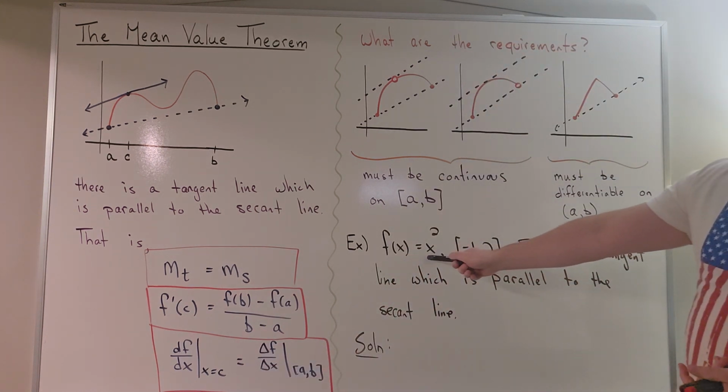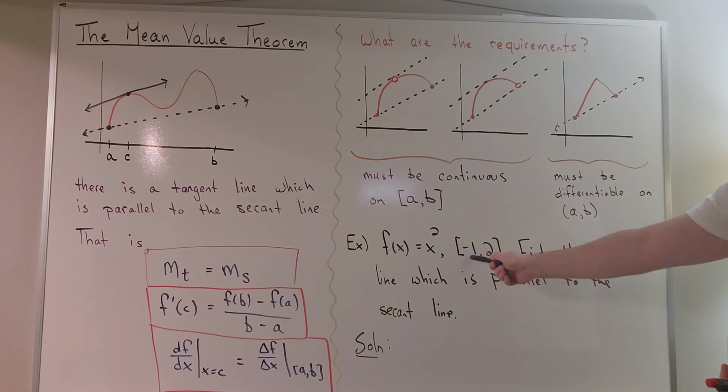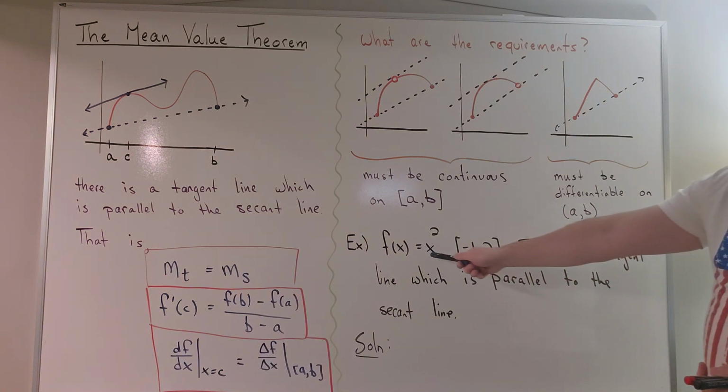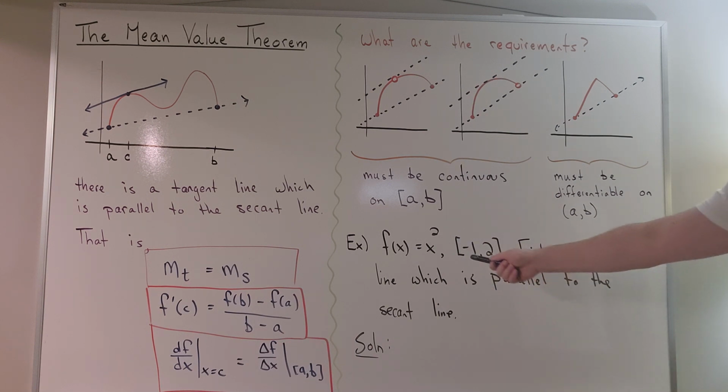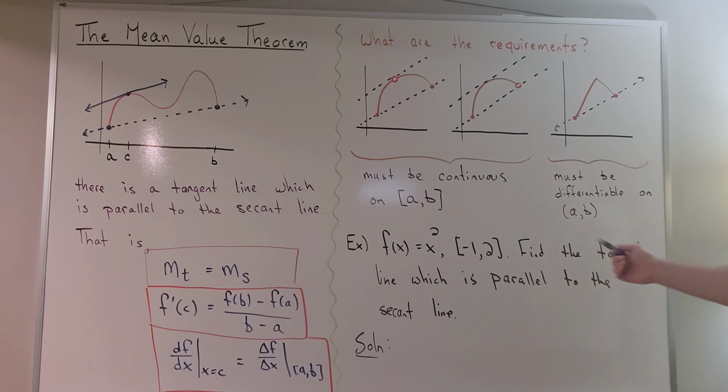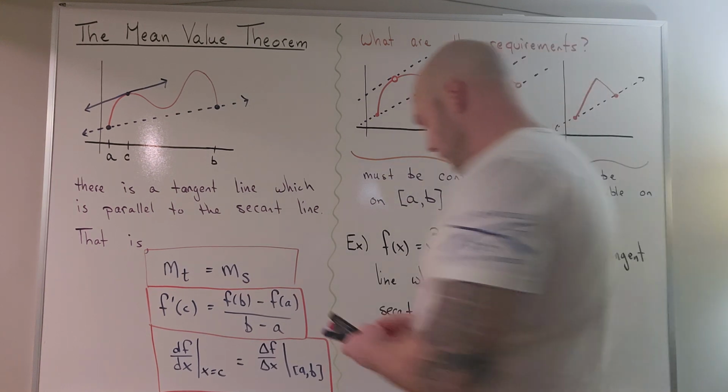Let's take the following quadratic on the interval from -1 to 2. Of course, notice this is continuous and differentiable everywhere. In particular, continuous on the closed interval, differentiable on the open interval. Find the tangent line which is parallel to the secant line. All right.